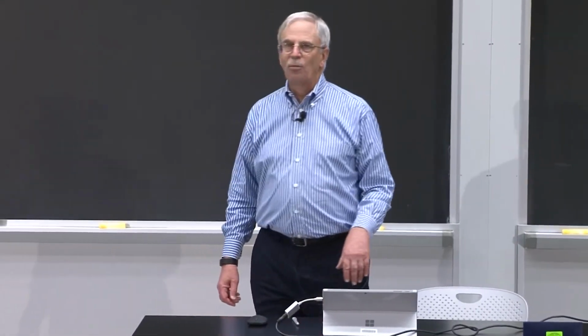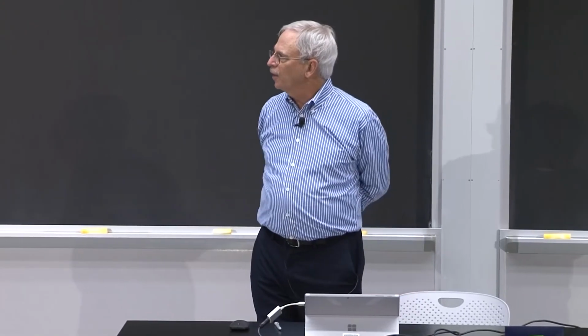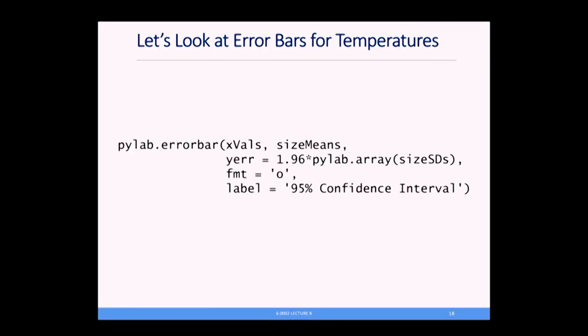All right, let's look at the error bars for our temperatures. And again, we can plot those using something called pylab.errorbar. So what it takes is two values, the usual x-axis and y-axis. And then it takes another sequence of the same length, which is the y errors. And here I'm just going to say 1.96 times the standard deviations. Where these variables come from, you can tell by looking at the code.